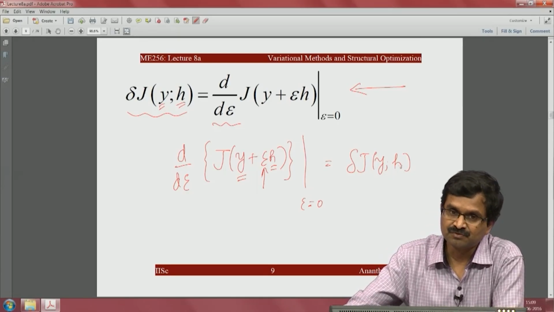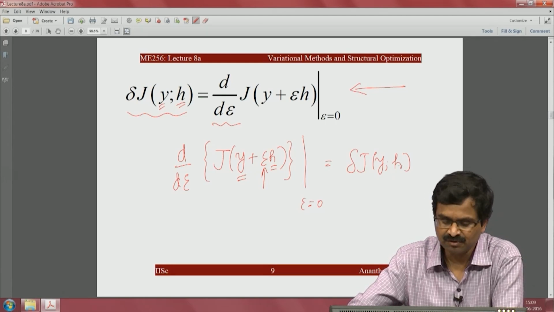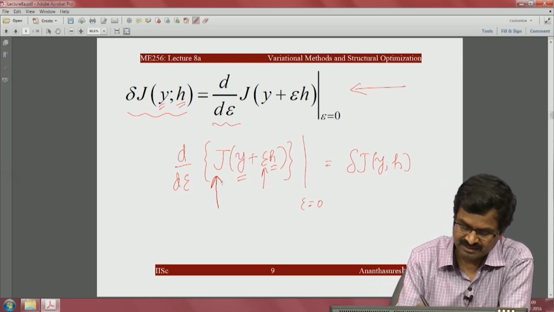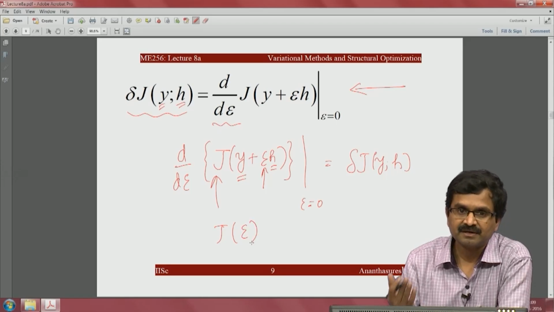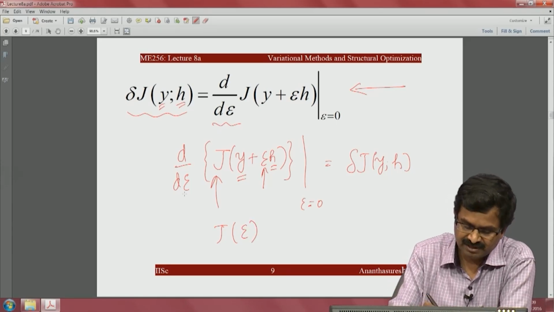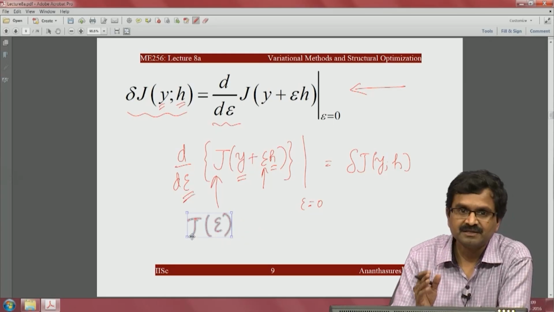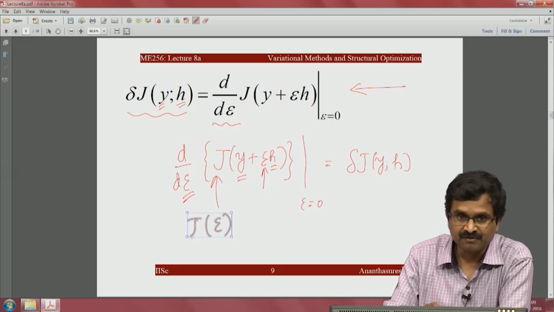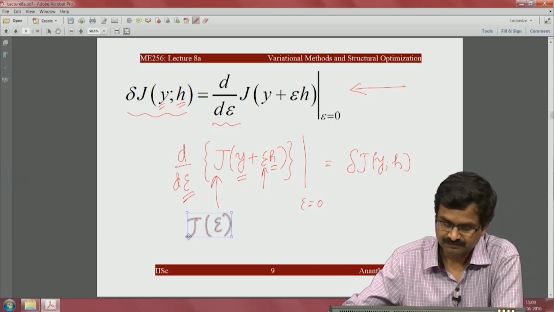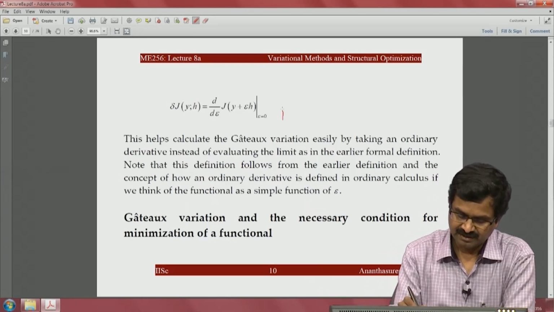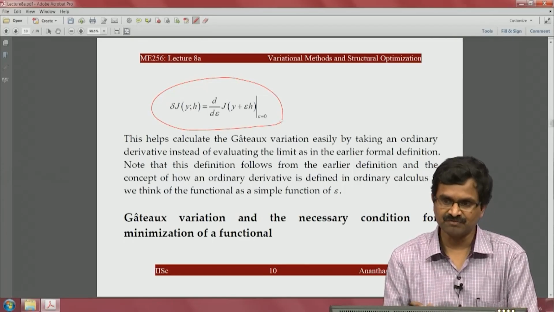Because it is useful or convenient, because it has been brought into the ordinary calculus. Okay. So, you do not have to worry about what the form of this j is, you just look at that j as a function of epsilon, because y and h are given to you, you do not need to worry about them, because you are taking derivative only with respect to epsilon. So, treat this as a function of only this epsilon, then we can take normal derivative and then simply substitute epsilon equal to 0 and you have Gateaux variation. Okay. So, this is something that we need to understand really clearly, this operationally useful definition of Gateaux variation.